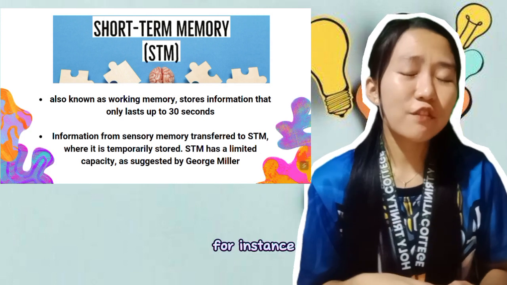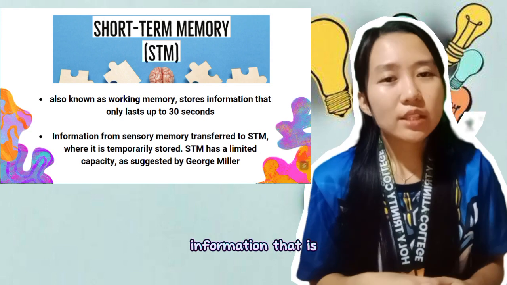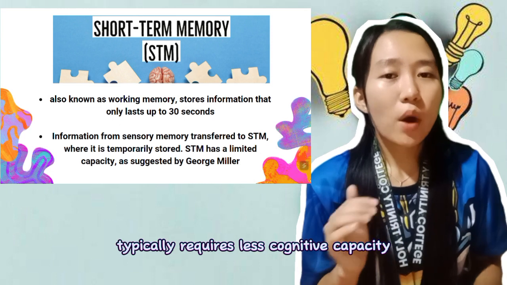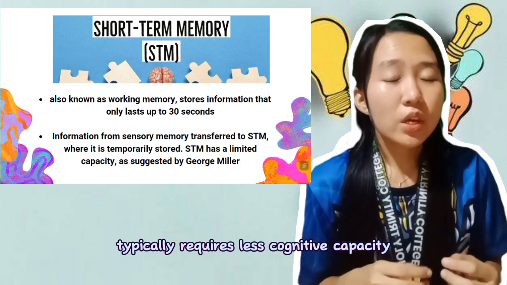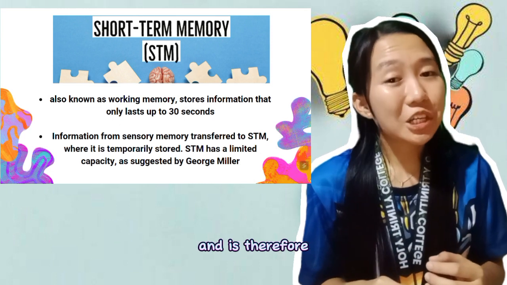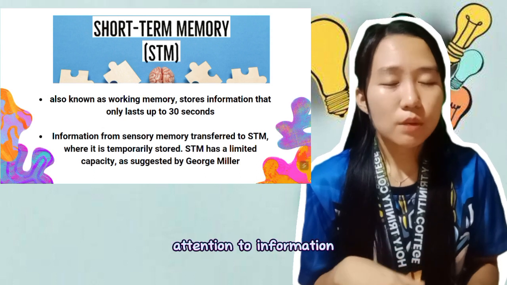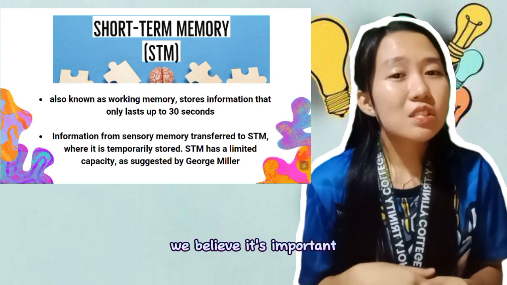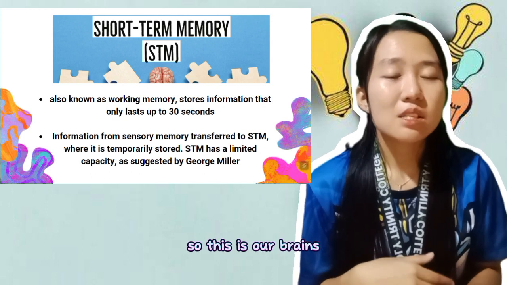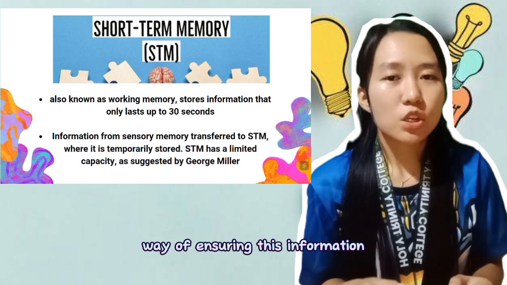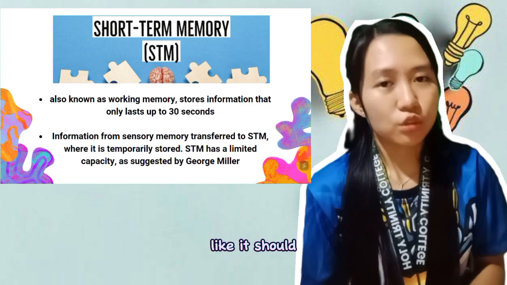For instance, information that is already familiar to us typically requires less cognitive capacity, and is therefore easier to process. We also pay more attention to information we believe is important. This is our brain's way of ensuring this information gets processed like it should.